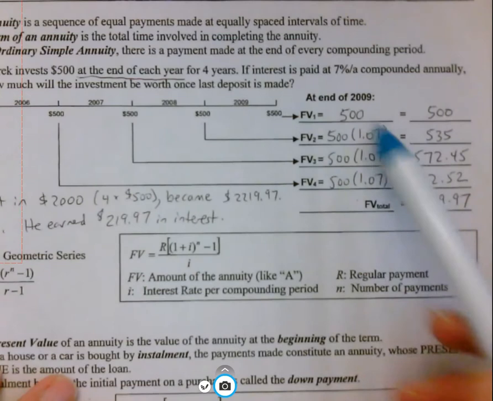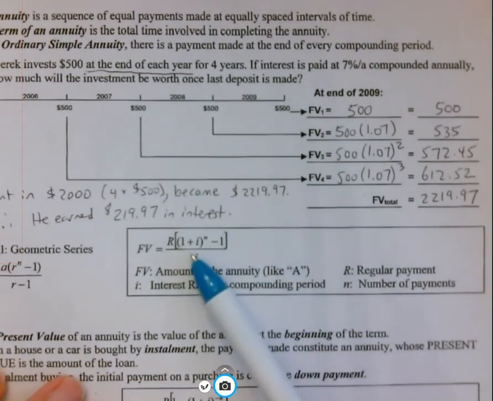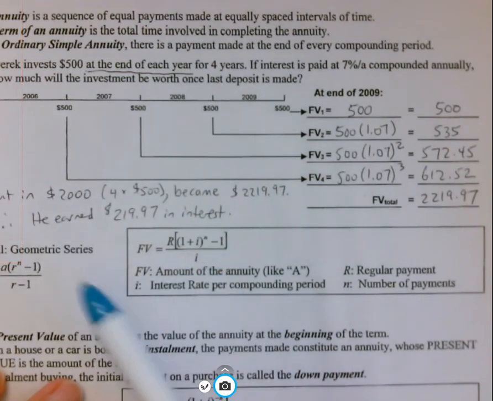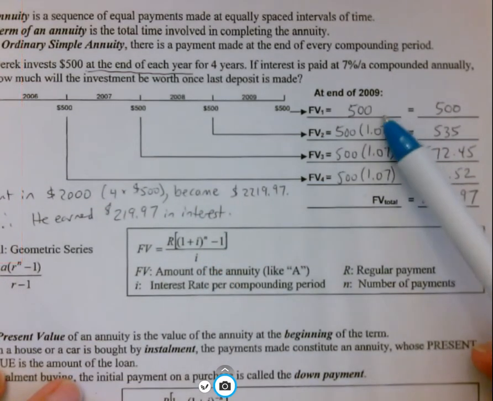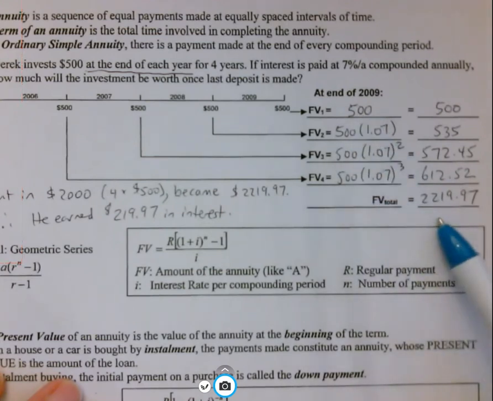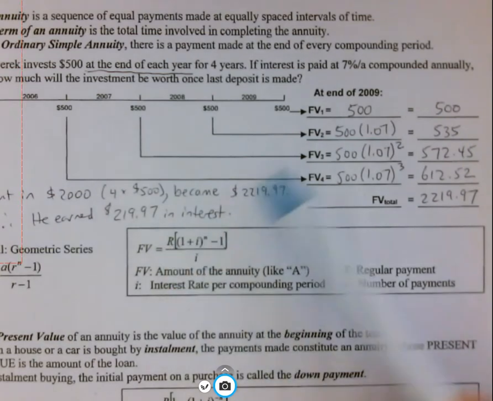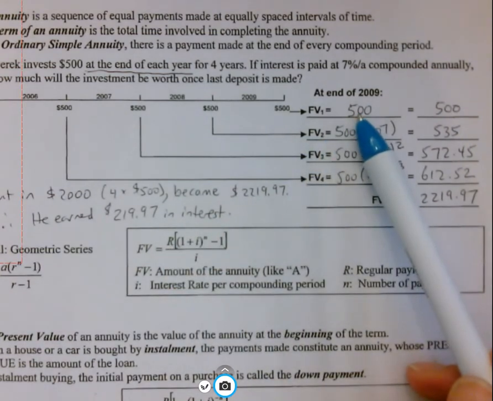All right, so now we're not going to do a timeline like this for every single question. We have a formula. So this is a formula for future value of an annuity. And it looks just like geometric series, because look what this is. This is a geometric sequence. When you add them all up, you get a geometric series. So the formula comes right from geometric series. R is the regular payment. It's the amount that you pay every month or every compounding period. It's also the A value in the geometric sequence.